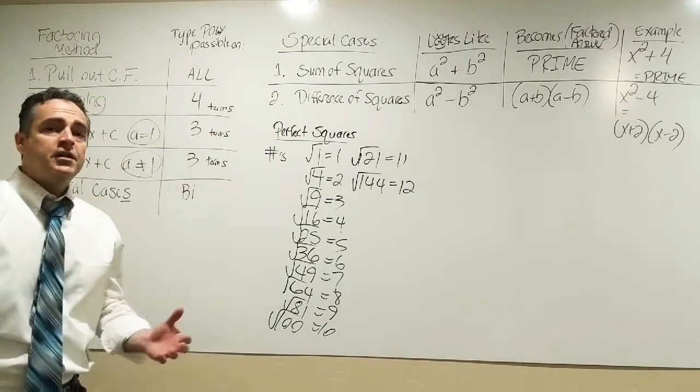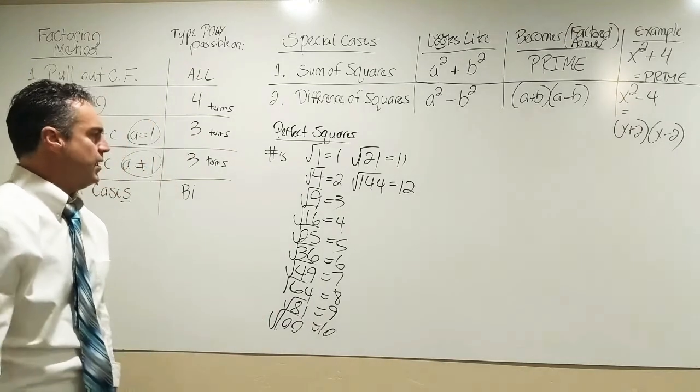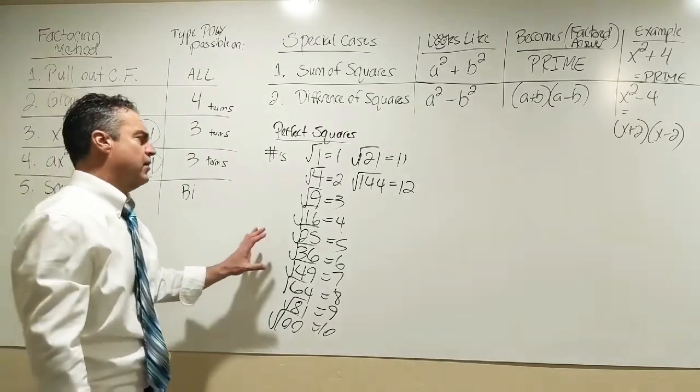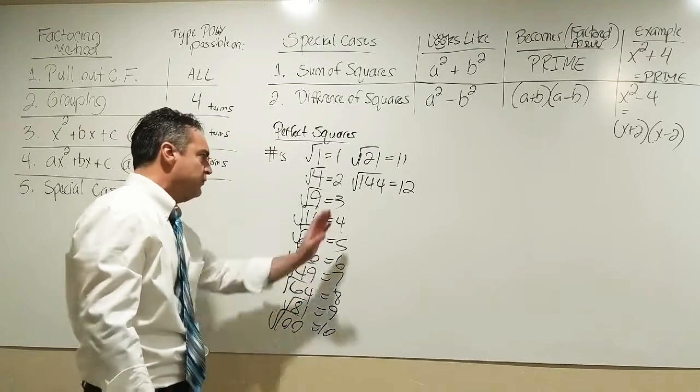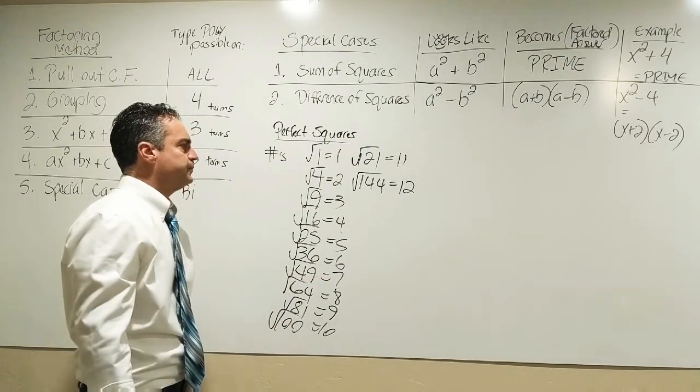Okay? You need to memorize the first 12 perfect squares. You need to know that these are perfect squares, okay? I mean, you don't need to spend hours figuring this out. I'm just saying you need to know that all of these numbers are perfect squares. I'm going to talk to you about this here in a minute.